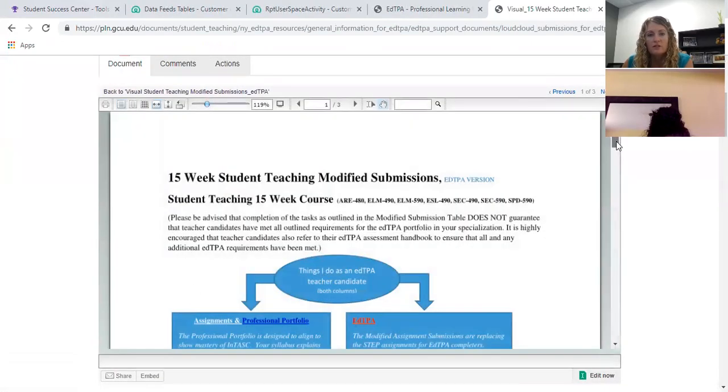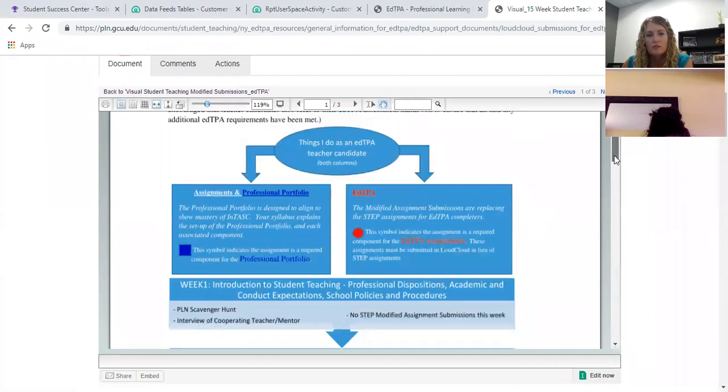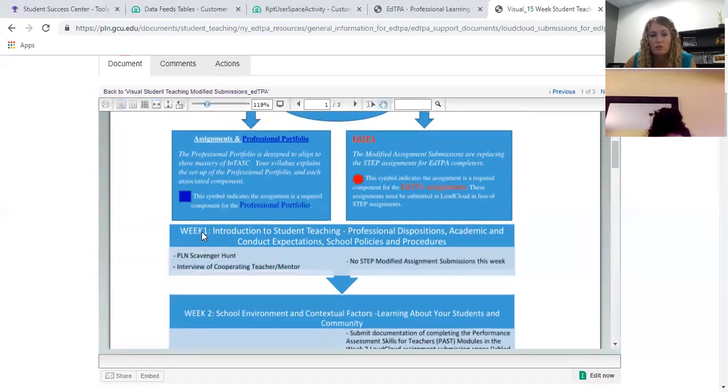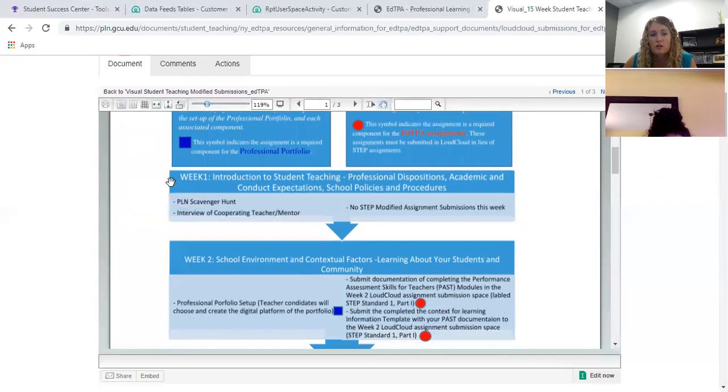And you'll see a chart here with 2 columns: things I do as an EdTPA teacher candidate. You'll have assignments and professional portfolio, and then you have EdTPA. So these are 2 completely separate things. EdTPA is the portfolio where you're going to be collecting evidence for your teacher certification. The professional portfolio is just an assignment that you're working on at GCU that you'll be turning into your online course instructor. So if you scroll down, week 1, that's your introduction to student teaching.